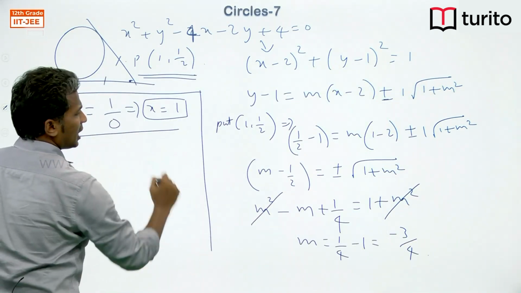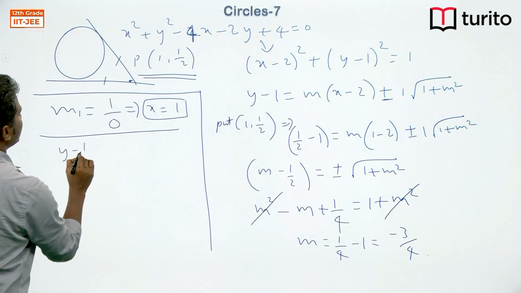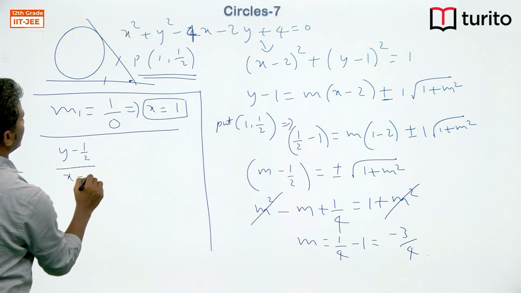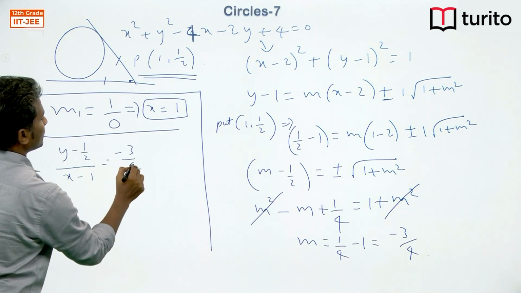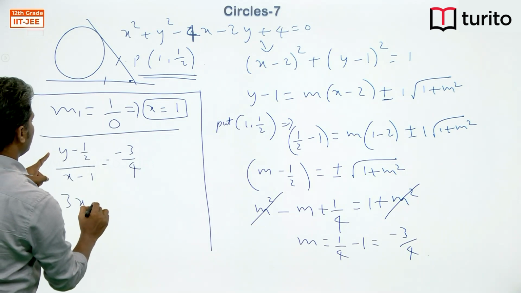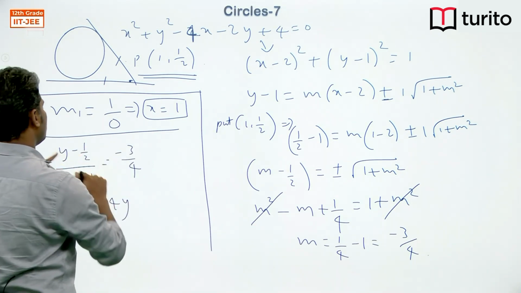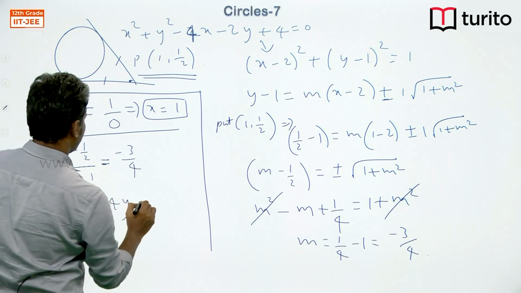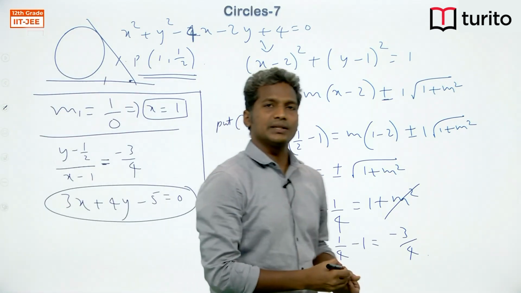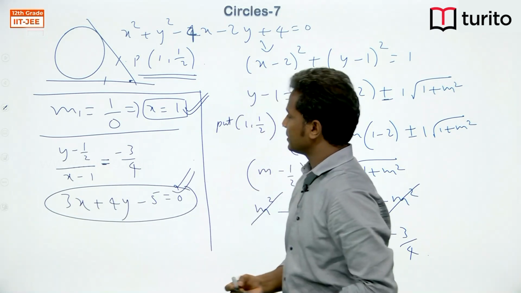And for the other solution, for m, which is minus 3/4, we will get the equation of line like this. Okay. So here we will get 3x plus 4y, and here it is minus 2 and here it is minus 3, which will give me minus 5 equal to 0. This way we can get the equations of tangents. Okay. So here this is one equation of tangent, this is another equation of tangent.